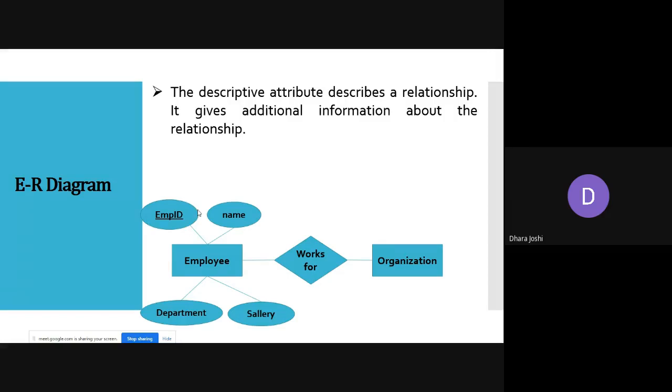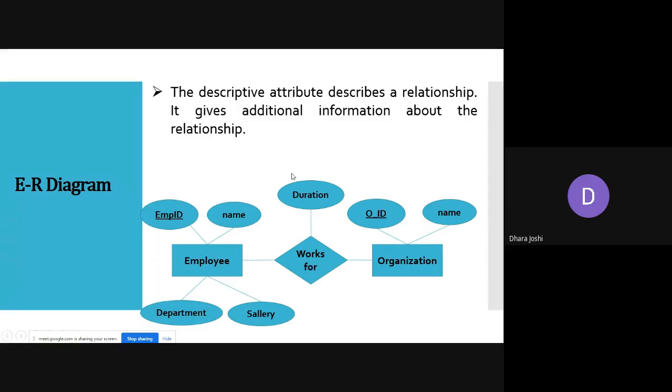Primary key means from that one attribute, or from that one characteristic, you are able to distinguish all the records of the table. And for organization, we have these two attributes: organization ID and the name of the organization. But we do not have any attributes for a relationship like works for. If I want to give an attribute over here, it is called a descriptive attribute, which is duration.